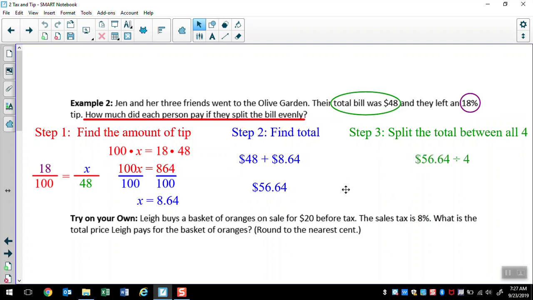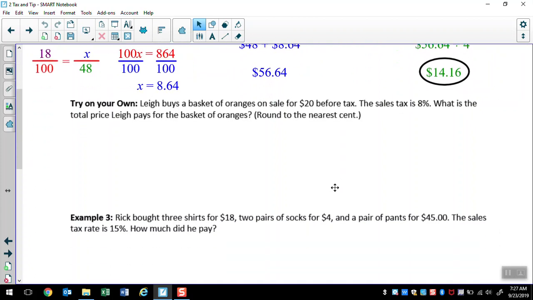So we have $56.64 divided by 4, which will give us $14.16. And there's our final answer. So we had to go through 3 steps to get there. Make sure that whatever you get as a final answer answers that last question. All right, go ahead and try this one on your own. Go ahead, pause your video now.